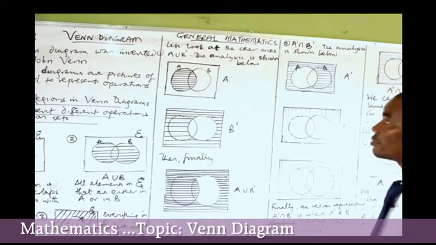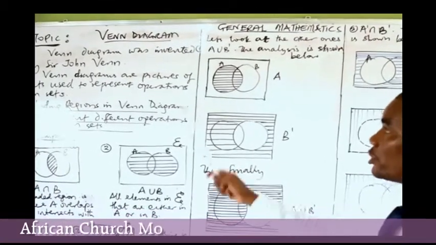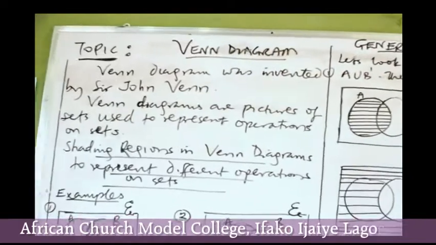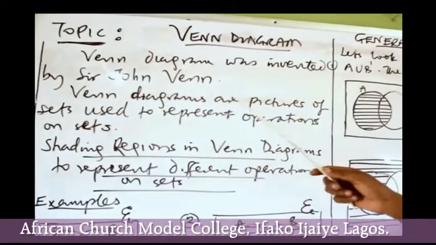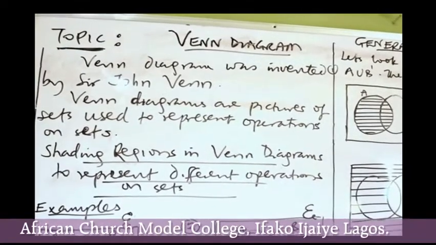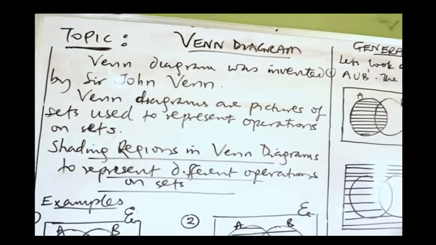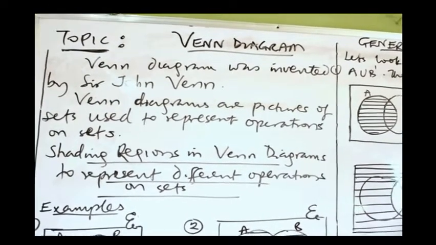Now, what is a Venn diagram? Venn diagrams are pictures of sets used to represent operations on sets. They were invented by Sir John Venn. Now, I'll be showing you how we can use Venn diagrams to represent different operations on sets.